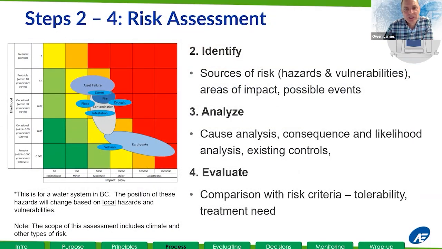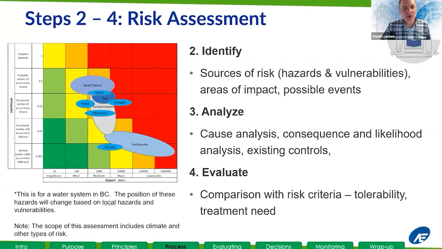Once you understand your context, criteria, and approach to risk management, you can begin to identify risks: identify hazards, vulnerabilities, and determine risks. Note that a hazard is not the risk itself. Risk is the articulation of likelihood and consequence. In the chart here, we're plotting a range of risks associated with different hazards. And in this example, it wasn't just climate risks. It was an all hazards approach, and you can see it's for a water system in BC.